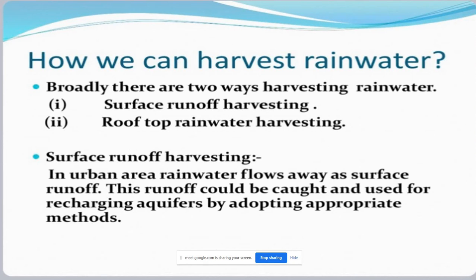How can we harvest rainwater? Then a question arises: how can we?